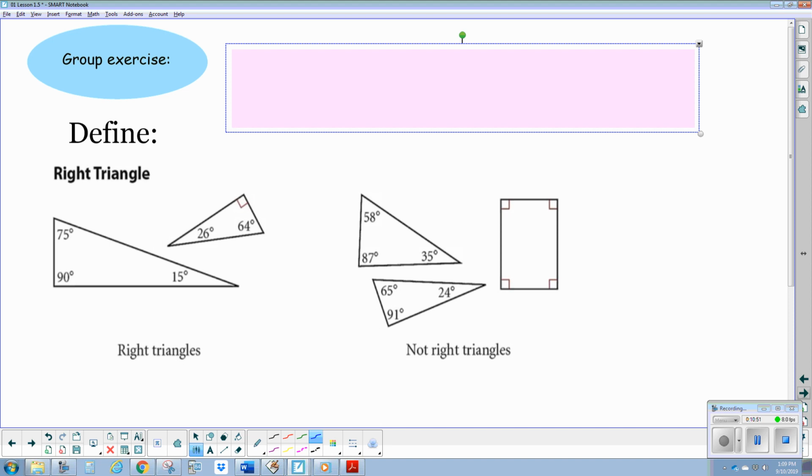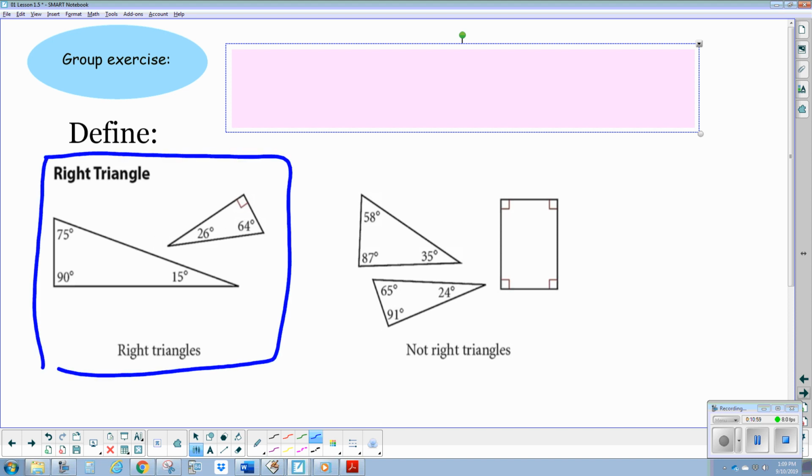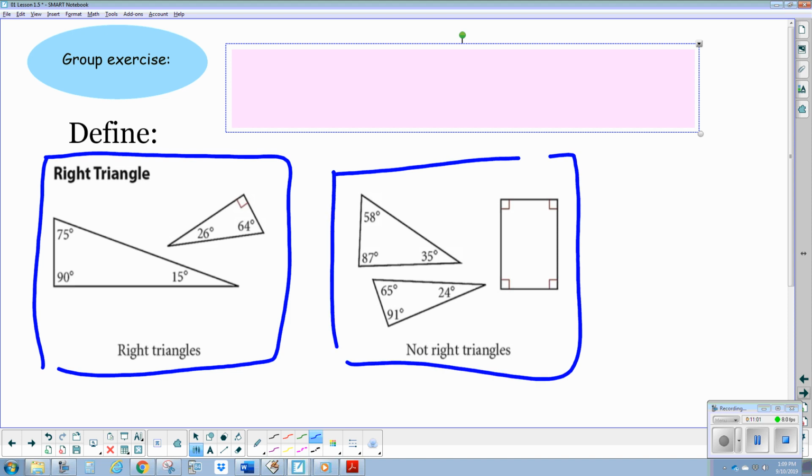And what I want you to do is, based on these diagrams, right triangles or not right triangles, I want you to create a definition. So what is always true about right triangles that makes them right triangles? What do they need to have? And on your note sheet, please also draw a diagram. We'll go back and I'll give all of the definitions after you view all of the diagrams.